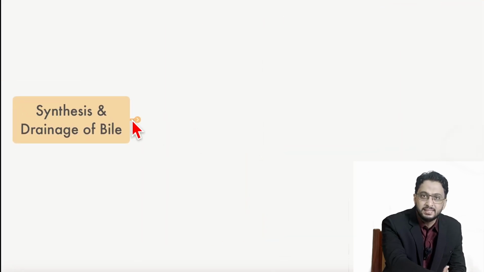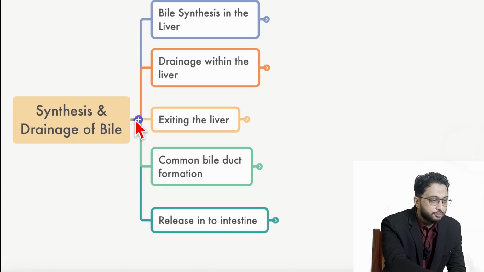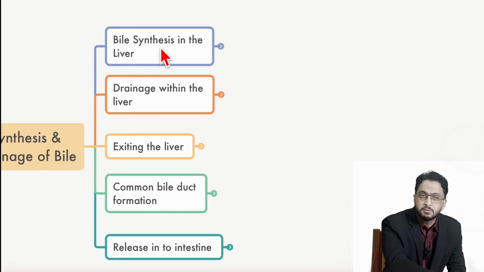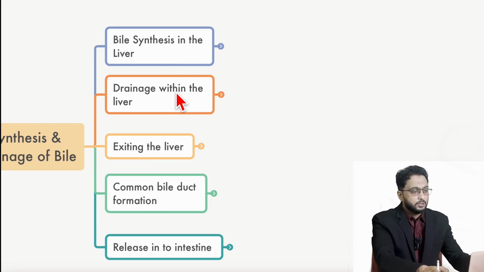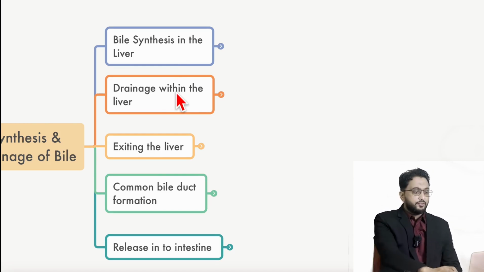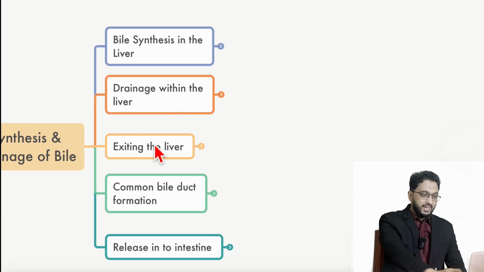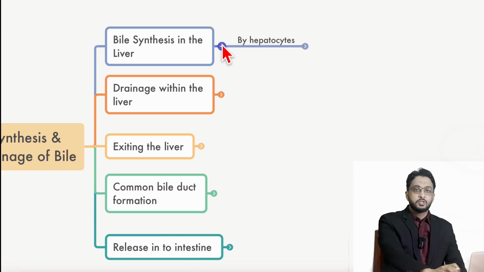So let's understand the theory behind that. I'll explain side by side, and I'll also explain to you the image. If you just see this, synthesis and drainage of bile. As I've told you, what happens first is synthesis of bile, then drainage within the liver, then exiting the liver, coming out. Then it joins the gallbladder duct, so there forms the common bile duct, and finally it is released into the intestine. Let's understand each step involved.